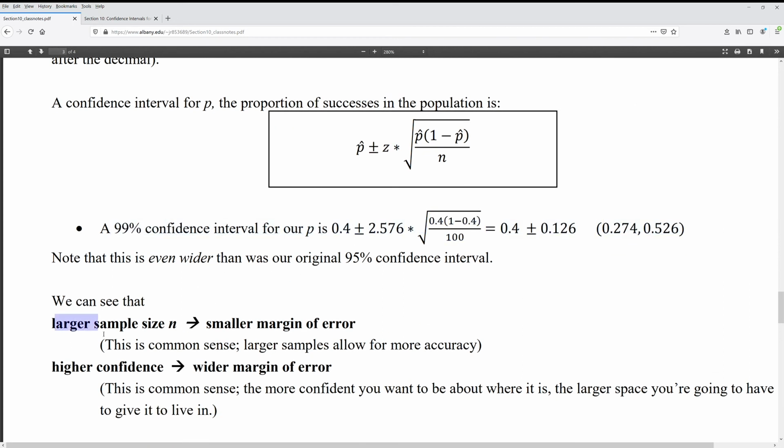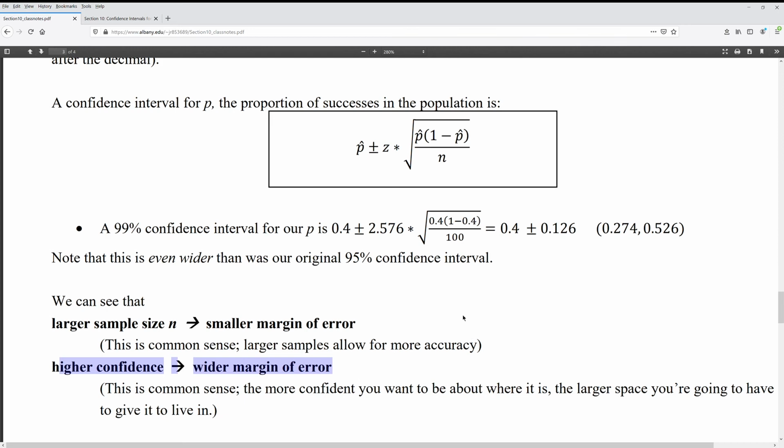So that's the other point here. The first point we made was that the larger the sample size, the smaller the margin of error. Common sense, larger samples allow for more accuracy. But it's also common sense that the higher the confidence, the wider the margin of error. The bigger the number, the margin of error will be, the wider everything will be. So the more confident you want to be about where it is, the larger space you're going to have to give it to live in.